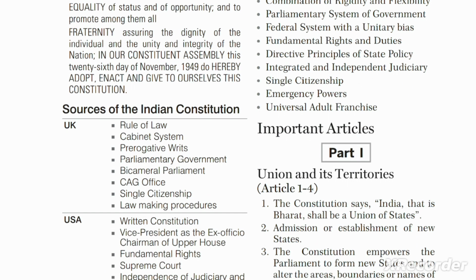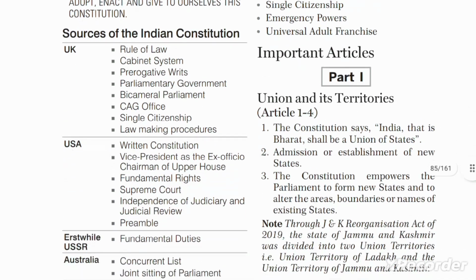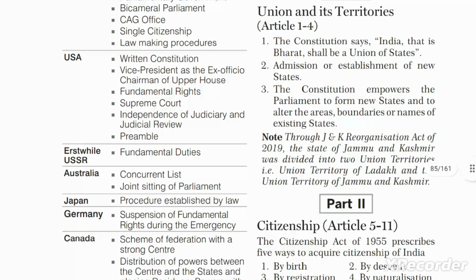Sources of the Indian Constitution: UK: Rule of Law, Cabinet System, Prerogative Writs, Parliamentary Government, Bicameral Parliament, CAG Office, Single Citizenship, Lawmaking Procedures. USA: Written Constitution, Vice President as the ex officio Chairman of the Upper House, Fundamental Rights, Supreme Court, Independence of Judiciary and Judicial Review, Preamble.